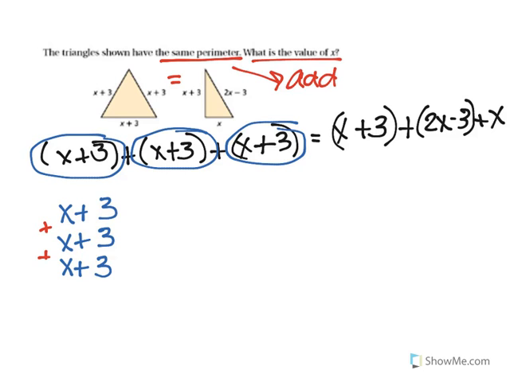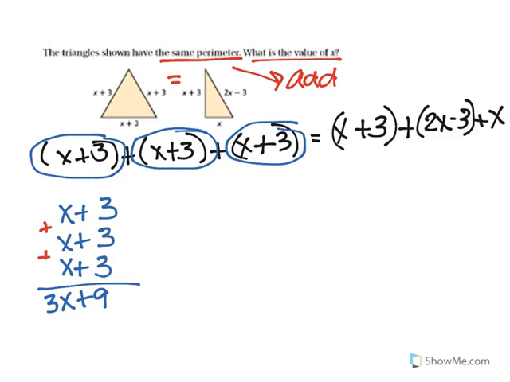And remember, we can only add like terms. So I'm looking at all of my x's. I have 3 x's. Plus, and I'm looking at all of my like individual tiles. So I have a total of 9. So for the first triangle, the perimeter is 3x plus 9.